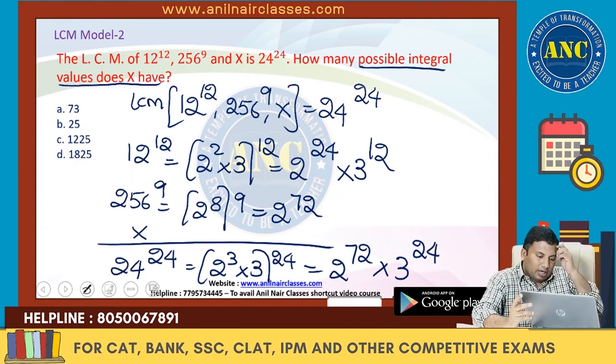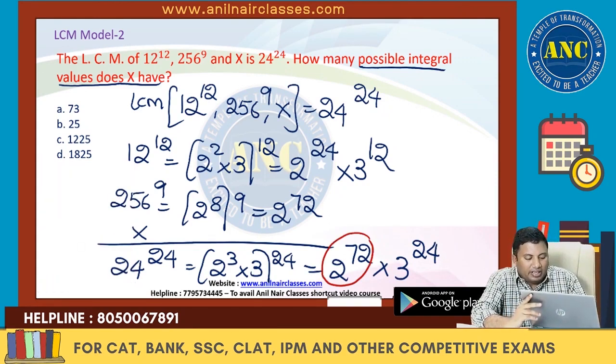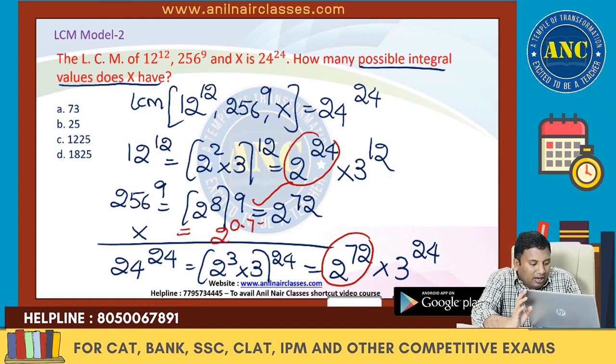Now see here, it is 2 power 72. Check whether it is present in any of these three numbers. Not present here. Entire 2 power 72 is present. So x can take any value from 0 to 72.